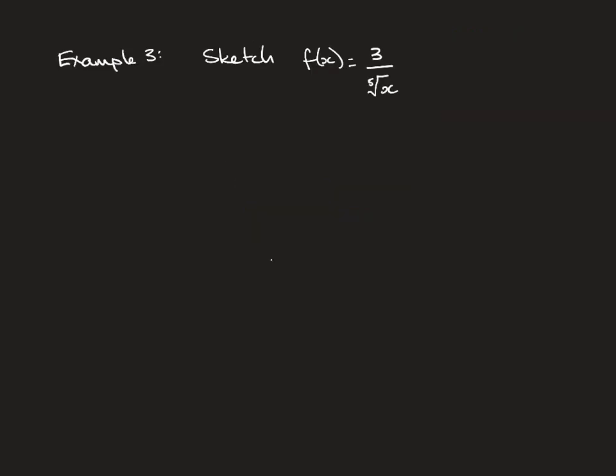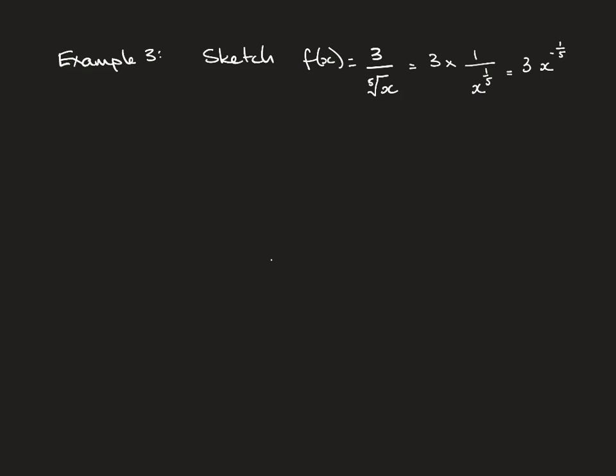Okay, this one looks a little bit more difficult. We've got a dilation factor here. We've got sketch f of x is equal to 3 over the 5th root of x. Let's first of all write that in a way that we can see what fractional power it is. So it's 3 times 1 over x to the power, and the 5th root is 1 on 5. So what we've got is 3 times x to the -1 on 5.